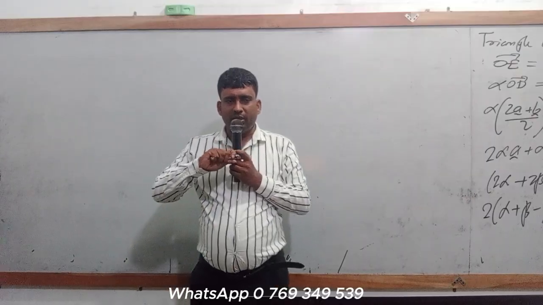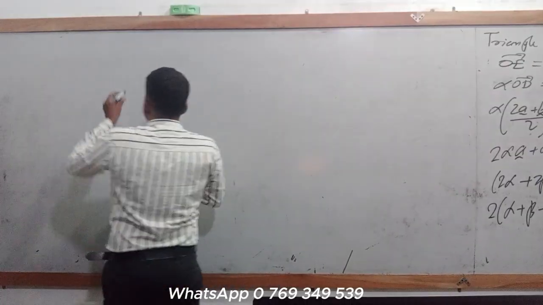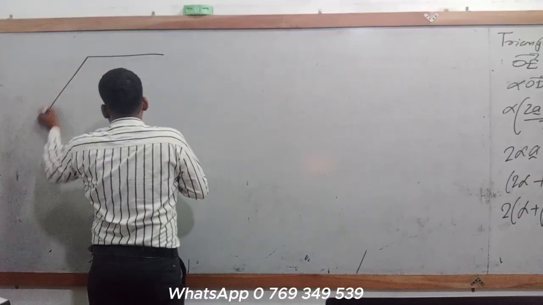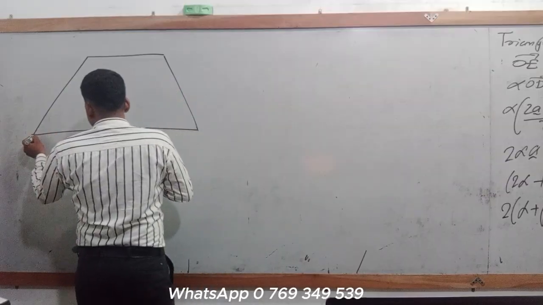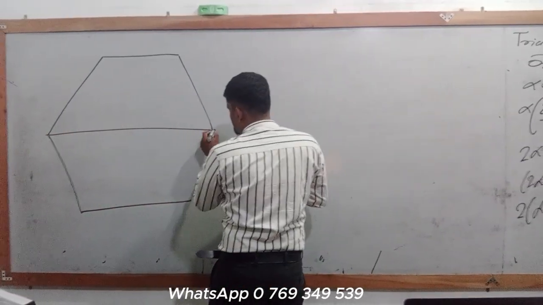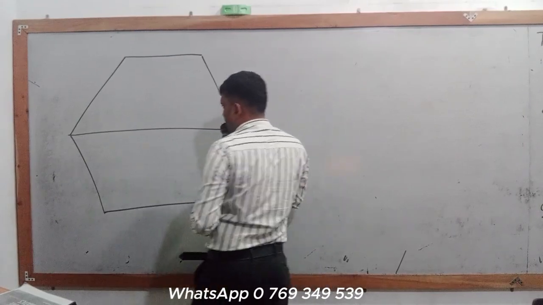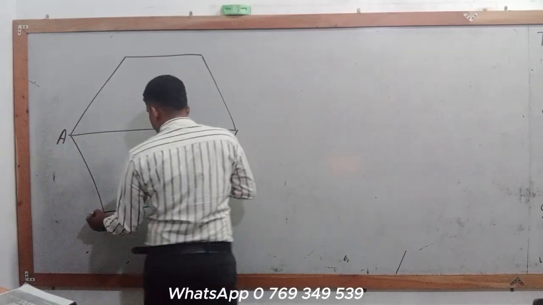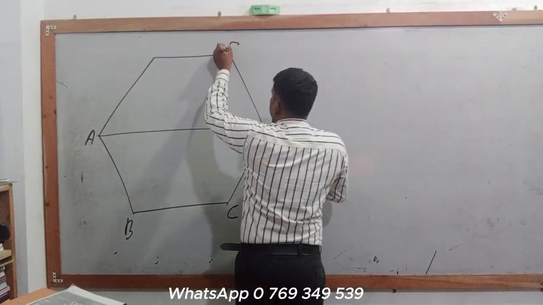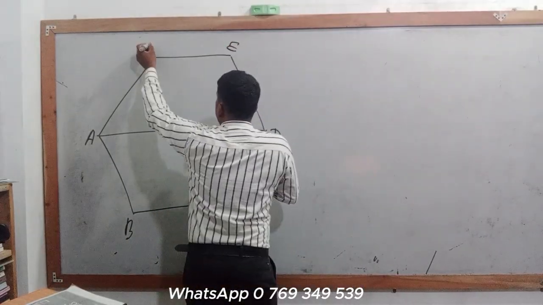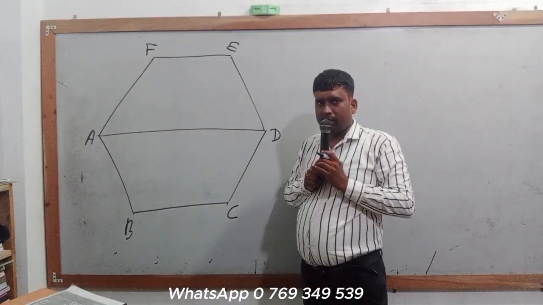First we have AB, BC, CD, DE, EB, and AF. This is the regular hexagon. I'm taking A here, B here, C here, D here, E here, F here.